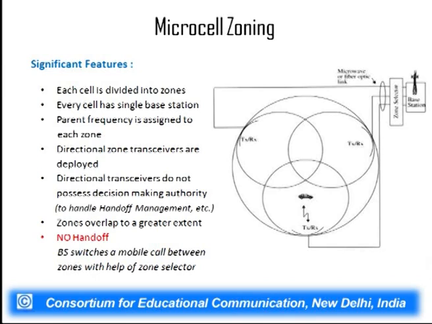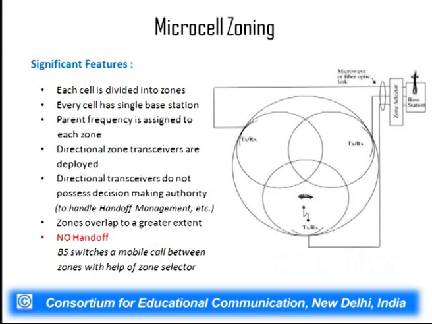Now to start with, microcell zoning. This is the fourth and most important way of enhancing the system capacity. As the figure shows, in this architecture each cell is divided into zones. Remember, not picocells or microcells, and not sectors, but zones. Now, what are the zones? What additional features do the zones have?